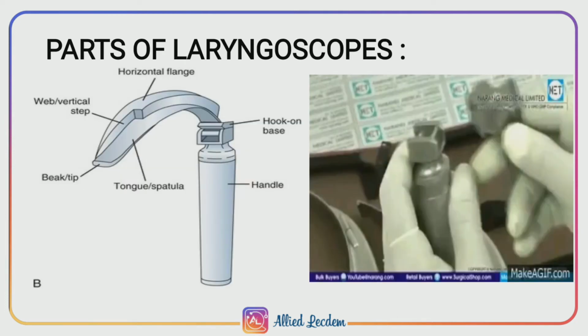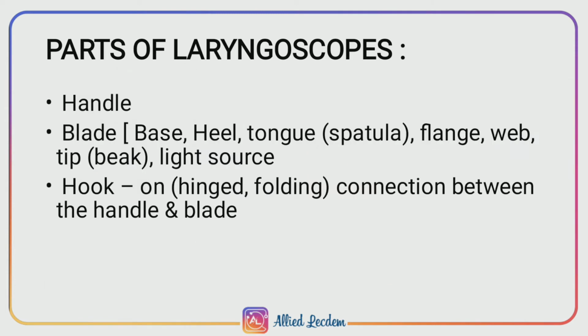Parts of laryngoscopes. The parts of laryngoscopes are horizontal flange, web or vertical step, beak or tip, tongue or spatula, hook on base, and handle. Parts of laryngoscopes: handle, blade, which consists of base, heel, tongue or spatula, flange, web, tip or beak, and light source. Hook on hinge: folding connection between the handle and blade.